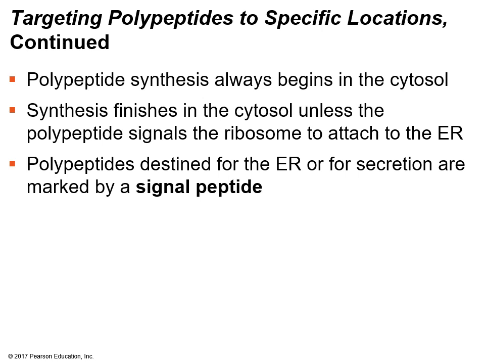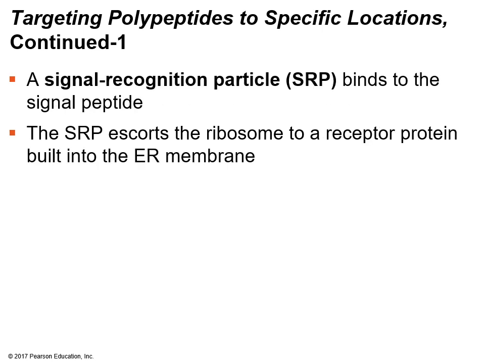Polypeptide synthesis always begins in the cytosol. Synthesis finishes in the cytosol unless the polypeptide signals the ribosome to attach to the ER. Polypeptides destined for the ER or for secretion are marked by a signal peptide. And remember, ER means endoplasmic reticulum. A signal recognition particle, SRP, binds to the signal peptide. The SRP escorts the ribosome to a receptor protein built into the endoplasmic reticulum membrane.